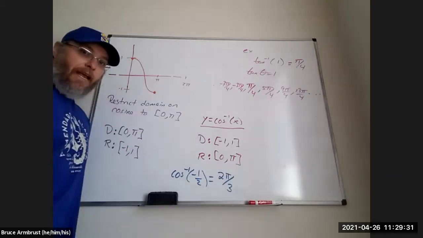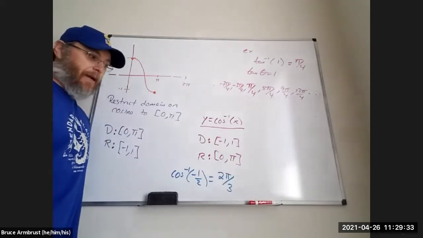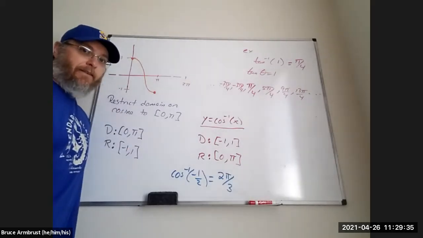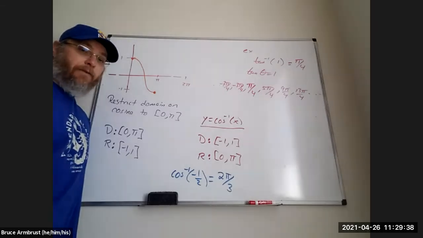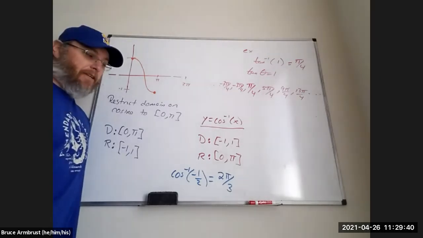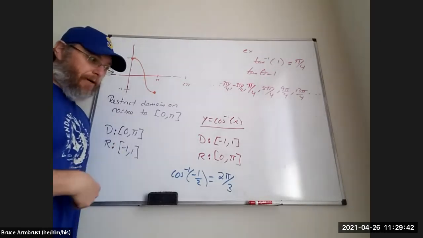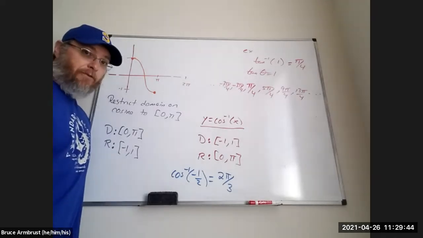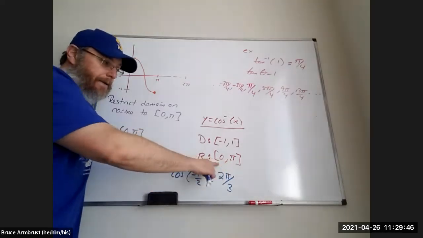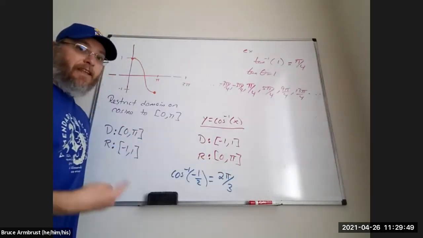And if you look further down on the chart, you'll see another place where it's -1/2. It's not too far from that. If you go down to 4 pi over 3, you'll see that the cosine is also -1/2, but we don't get that one because 4 pi over 3 is too big. It's more than pi. It's not in our interval, so it's not the one that's returned.